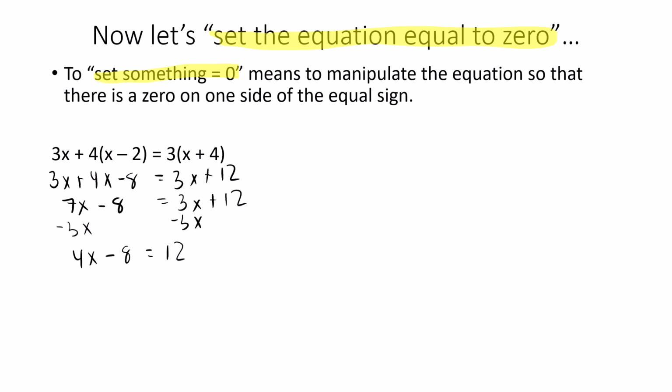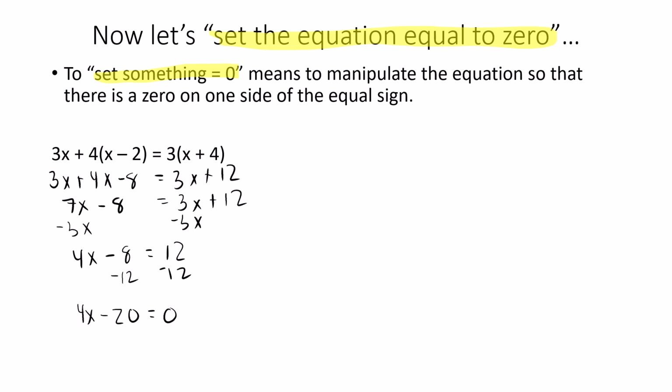Okay, and right here, here's where we're going to do something different. So all of that work is the same as what I showed on the previous slide. From here, though, instead of adding the 8 to both sides to try to isolate the x, I'm going to go ahead and subtract 12 from both sides. And this is where it might be nice to think of it as plus a negative. So this is negative 8 plus negative 12, which is going to give us a negative 20.